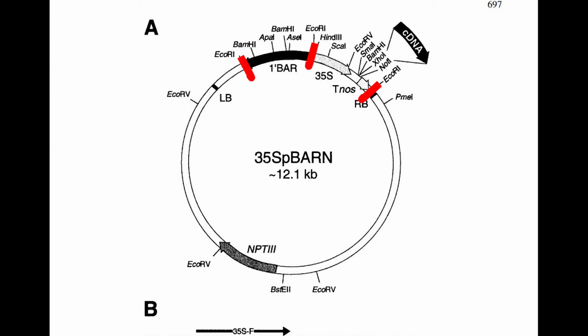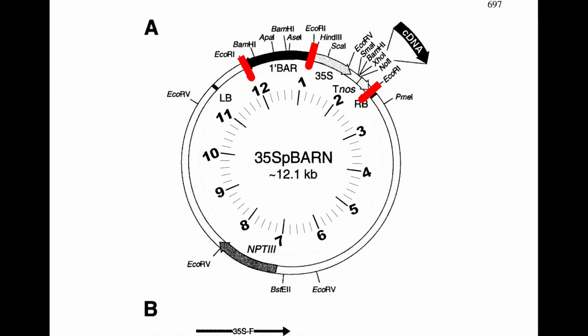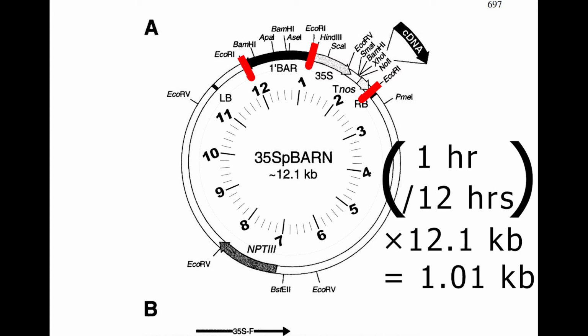Now, to estimate the fragment sizes from a map like this, imagine a clock face overlaid on top of it. The shortest fragment on the top appears to span about 1 hour. Divide that by the total of 12 hours and multiply it by the size of your vector. And we get about 1 kilobase pair for this fragment.